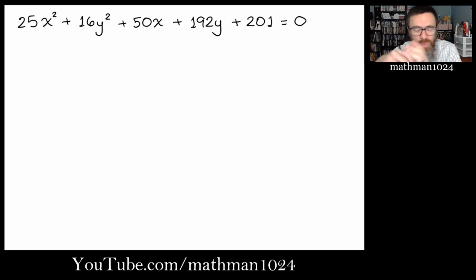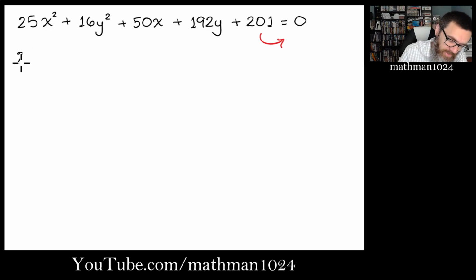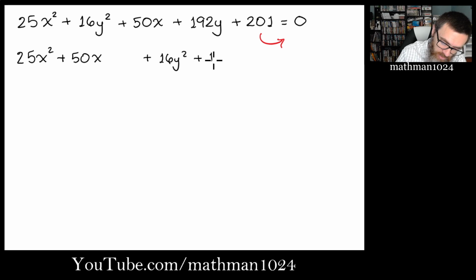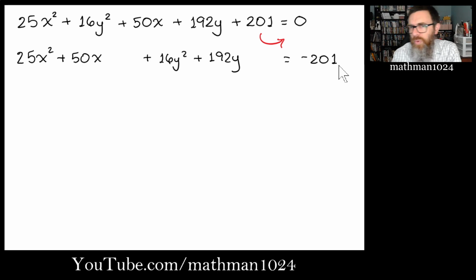Just like we did with circles, we want to rearrange the terms, putting the x's together, the y's together, and kicking that pesky constant to the other side. So, you go over there. And I'm going to rearrange these guys so I have 25x squared plus 50x, leave some space, and then we do plus 16y squared plus 192y equals negative 201.